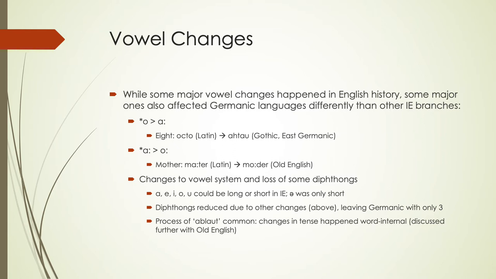A lot of those diphthongs are reduced into single vowels and left Germanic with only a couple of them. And we'll see some of the effects of that in Old English as well. Also, something that changed with the vowels that was unique to Germanic is this process known as ablaut, where the change in a tense of a word is happening word internally, as opposed to adding a morpheme to the beginning or the end of a word.